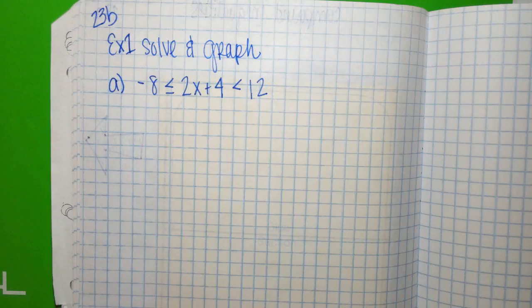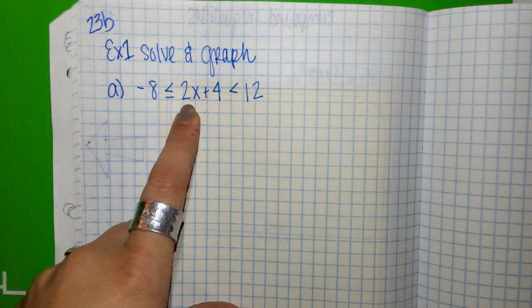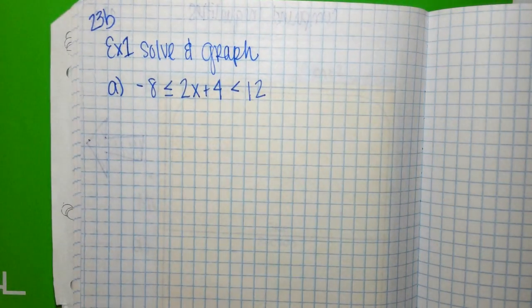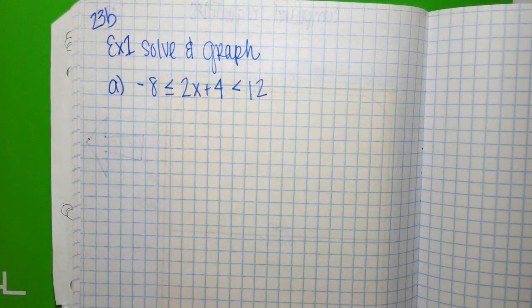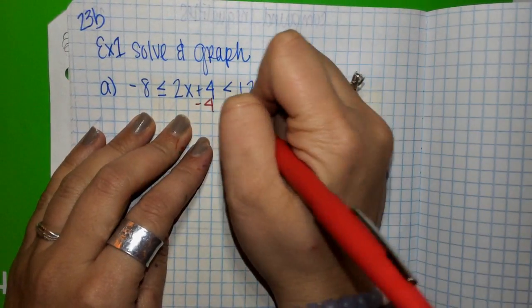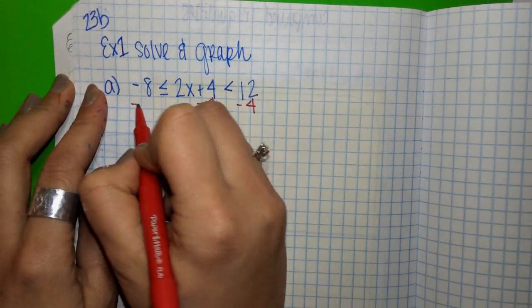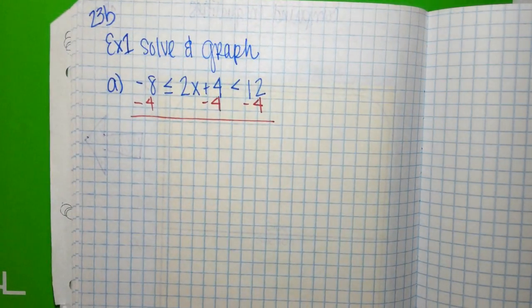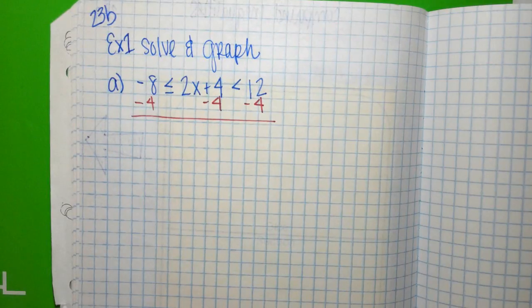Okay, so how do you guys think we would first solve this? Subtract 4. Subtract 4 where? Everywhere. Would we subtract 4 from the 2x? Why? Because it's a variable. Yep, the 4, 12, and negative 8. So we subtract 4 here, here, and here. So everywhere except the 2x, because remember, it's 2 inequalities.